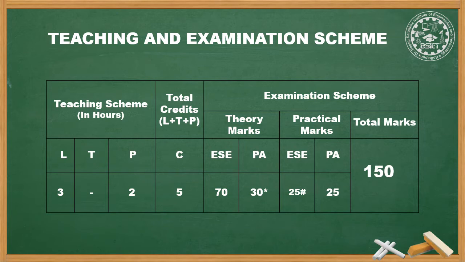Remaining practical marks are 50 marks, in which for the end semester examination, this subject has 25 marks external oral, based on which you will be given marks out of 25. And progressive assessment 25 marks will be given based on your performance on the practicals and the completion of your journal. The total marks allotted for this subject are 150 marks.